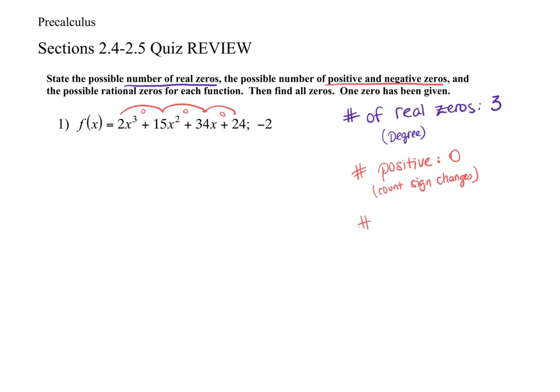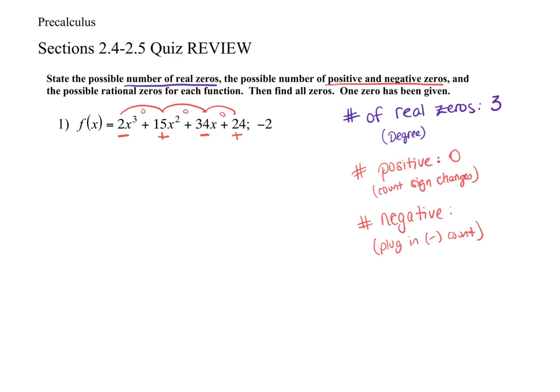The number of negative is similar, but I have to plug in a negative and see what would happen. So plug in a negative and count your sign changes there. So anywhere there is an odd exponent, it's going to change from the original. So this 2x cubed was originally positive. It's going to change to negative. This x squared will remain positive. This 34x would go from positive to negative, and the 24 would stay positive.